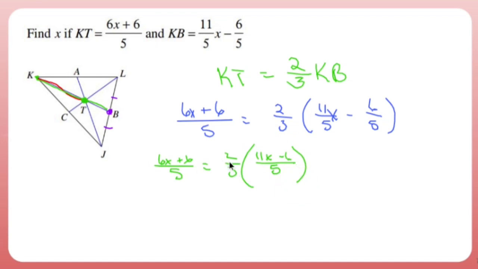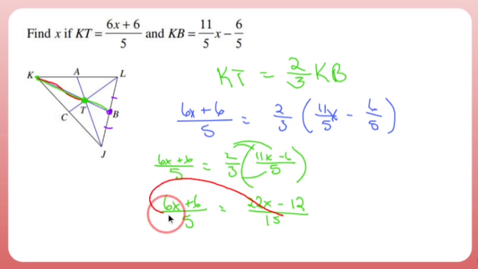Now, what I can do is I'm going to multiply 2/3. So 2 is going to be multiplied to everything there. 6x plus 6 over 5, still unchanged. That's going to equal 2 times 11, which is 22, the Taylor Swift special, minus 2 times 6, which is 12, all over 3 times 5, which is 15. Now, I'm going to crisscross applesauce. That's why I combined things in the first place.